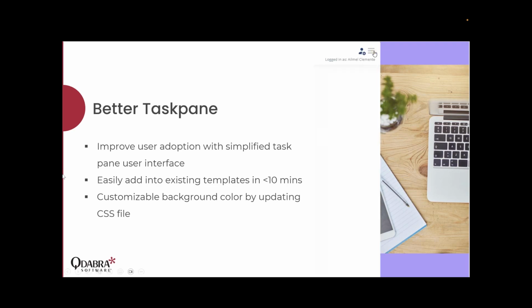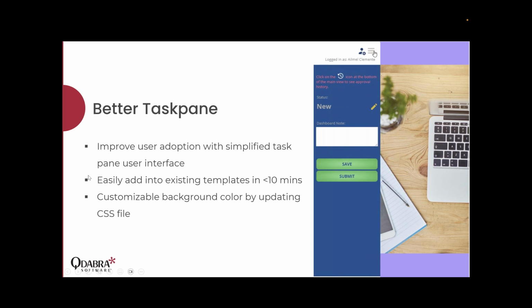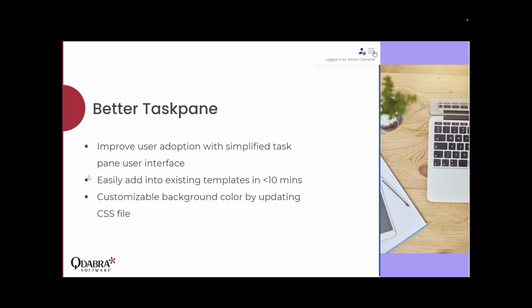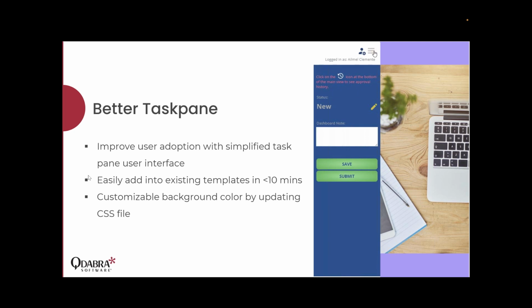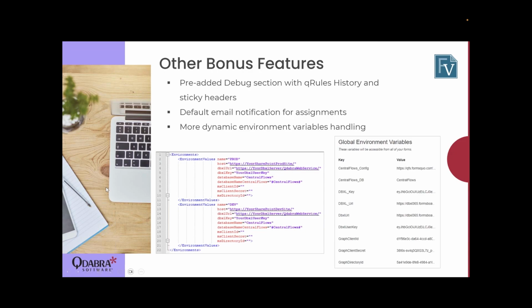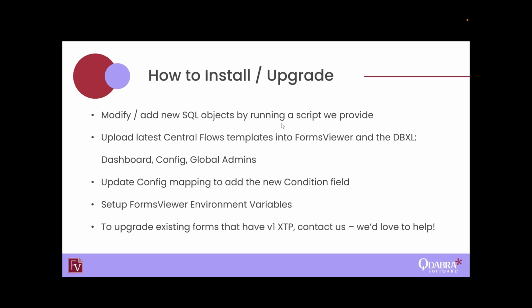Best of all, you get this improved task pane. You can customize the background colors just like you used to be able to. It's just a slightly better, richer experience than the previous one. It automatically comes out and goes back. And there's a bunch of bonus features: the debug section she mentioned, and email notifications. They've got the default now, so you don't have to create them, but you can modify the email notification to be very complex as well, and use values from your form to do so.